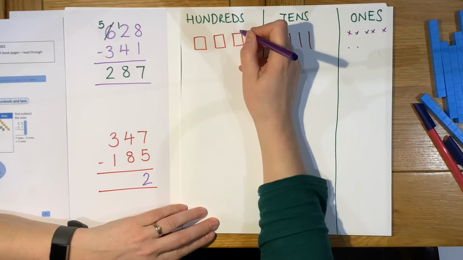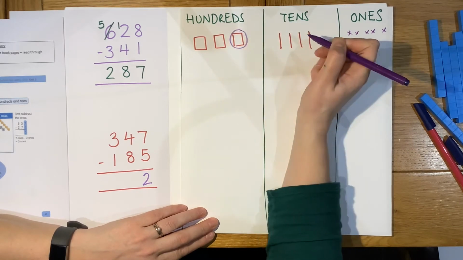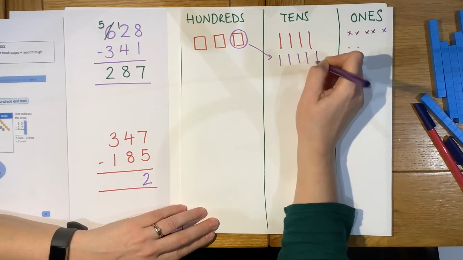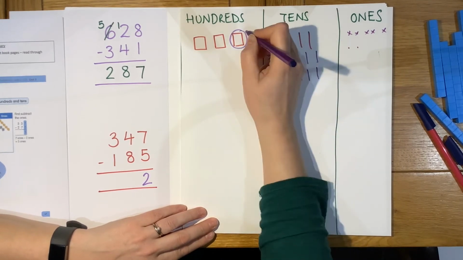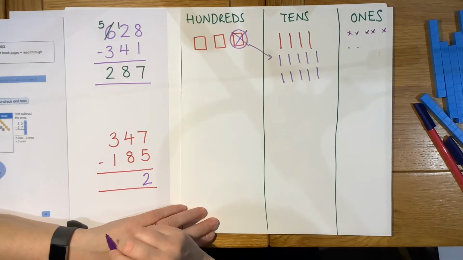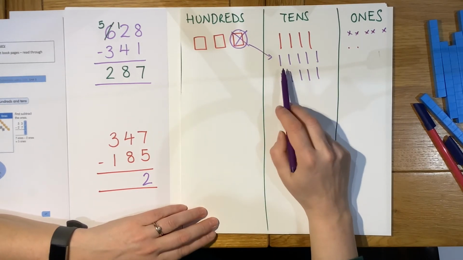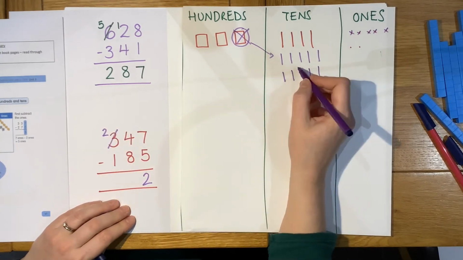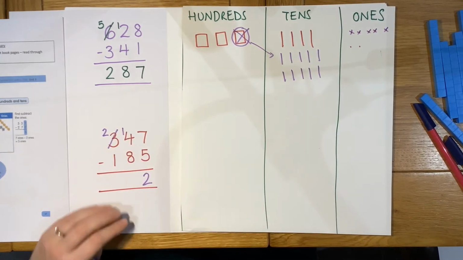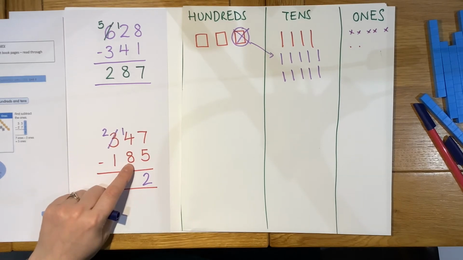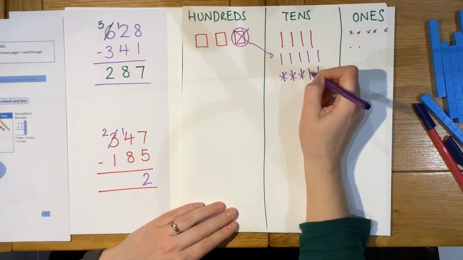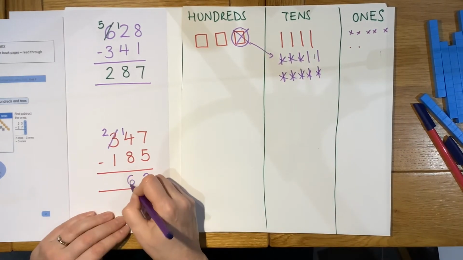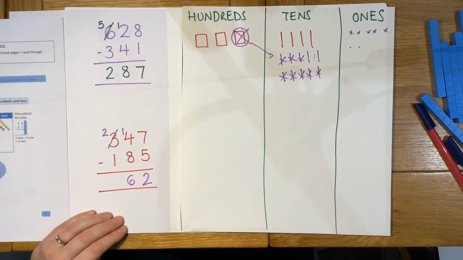So I'm going to take this 100 here and I'm going to change it into 10 tens. I'm going to exchange it. 6, 7, 8, 9, 10. I'm going to cross it out because it's moved from the hundreds. I've now got 14 tens. I took one of the hundreds, leaving me with 2, and I had 10 tens added to those 4 to give me 14. Now I can take away 8. 2, 3, 4, 5, 6, 7, 8. It leaves me with 6 tens. 14 tens take away 8 tens is 6 tens.